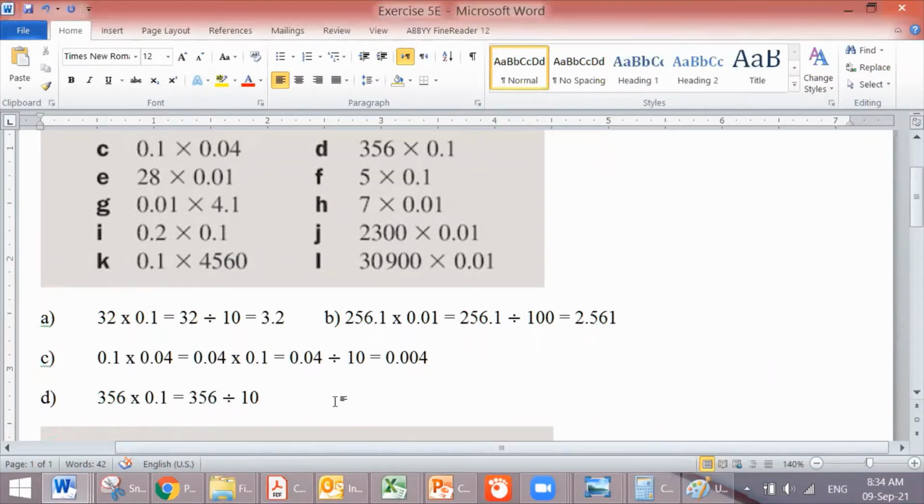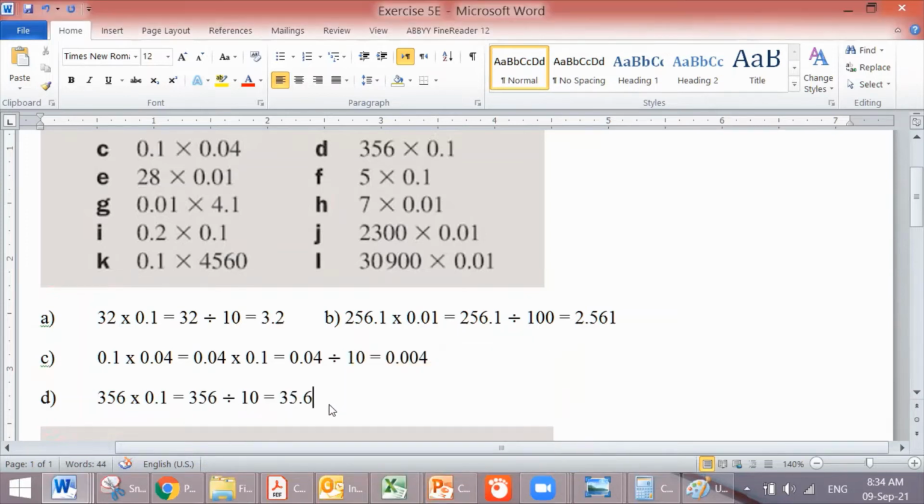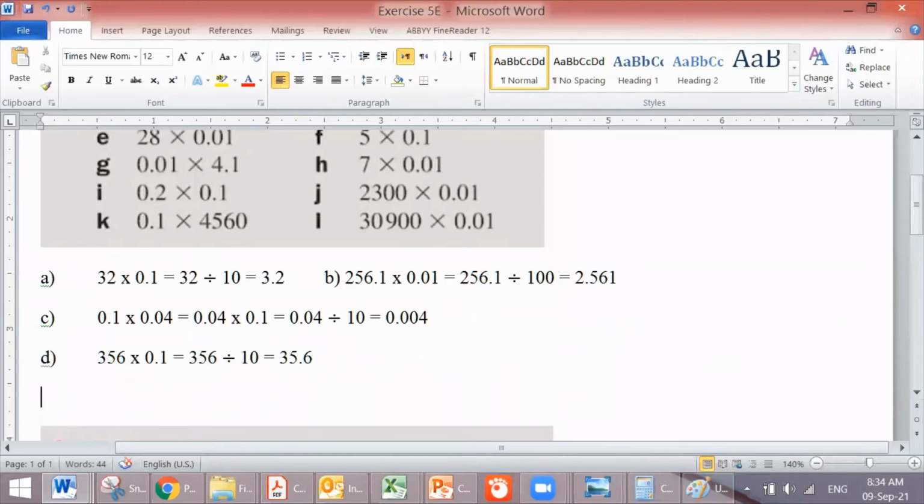So here the answer is 35.6. Okay. Now E part is 28. So you should write it 28 multiplied by 0.01. What will be its answer?